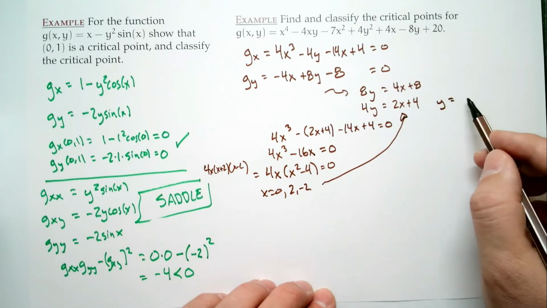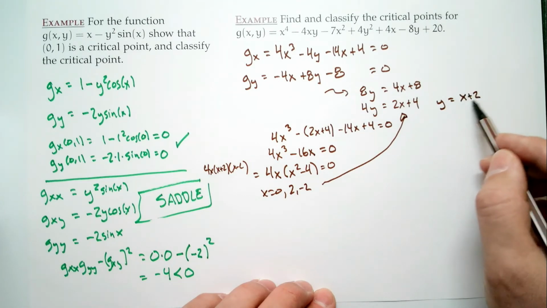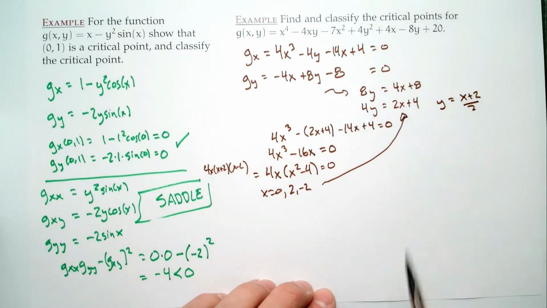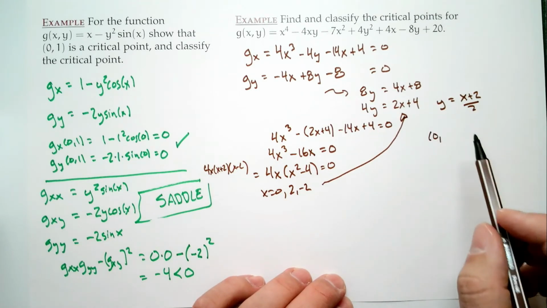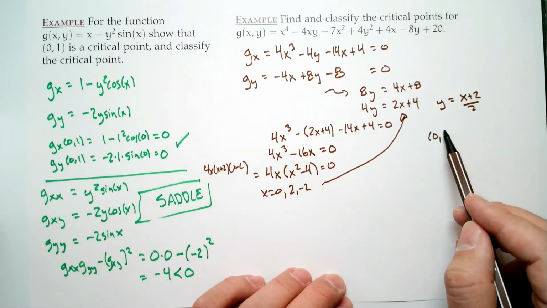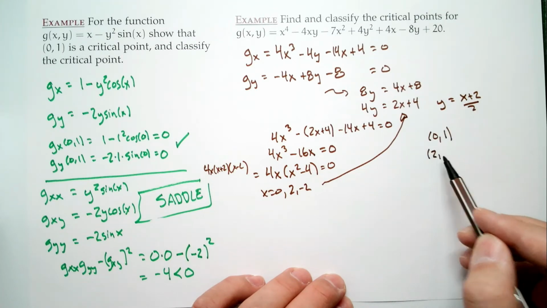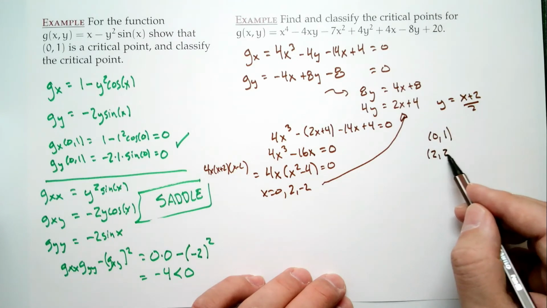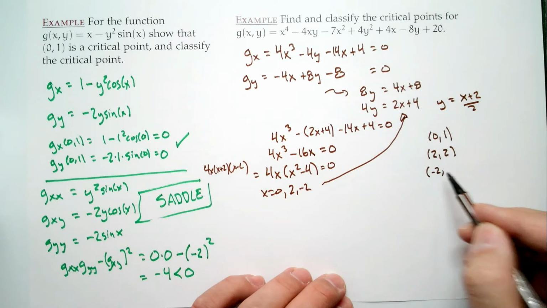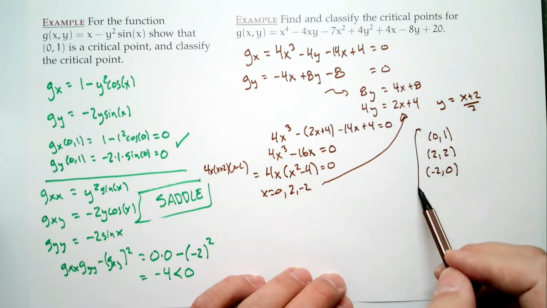Well, we probably should actually properly do this. So if we solve for this, that says y is equal to x plus 2 over 2. So divide both sides by 4. So when x equals 0, what is y? It'd be 1. 0 plus 2 over 2 is 1. When x equals 2, what is y? It's 2. And when x equals negative 2, what is y? 0. So these are our critical points.